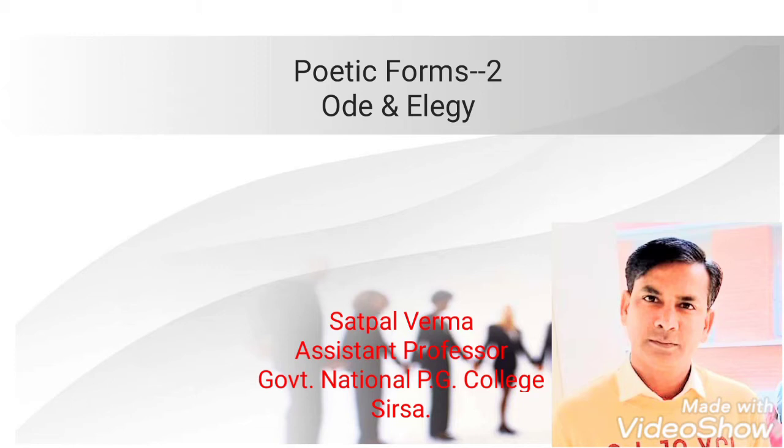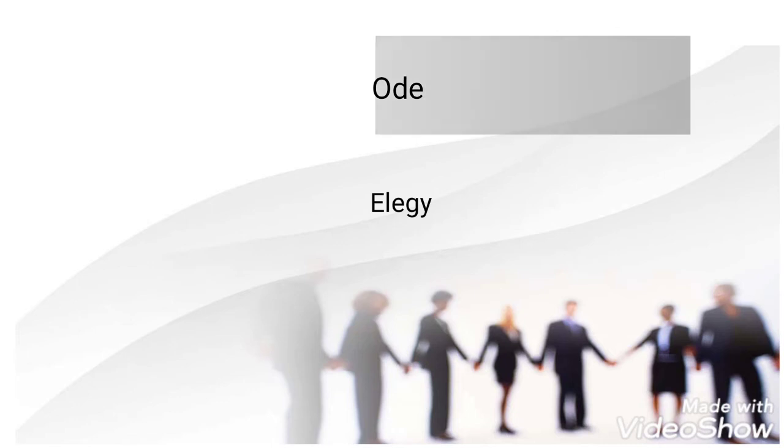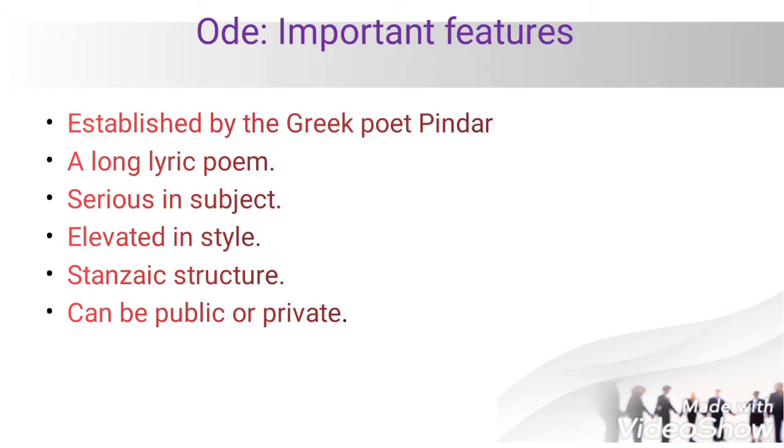In the last video we talked about two important poetic forms, sonnet and lyric, and today we are going to discuss two other important poetic forms, ode and elegy. First of all, let's talk about ode.